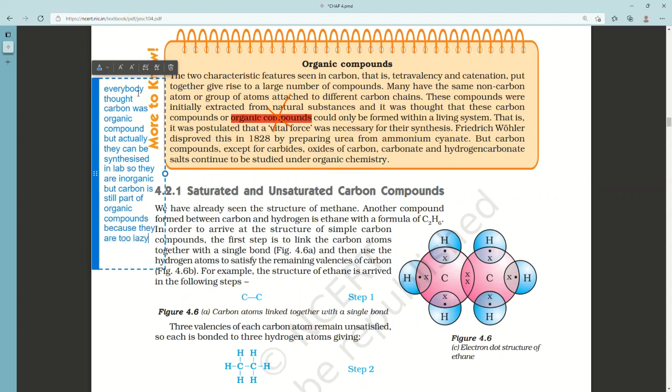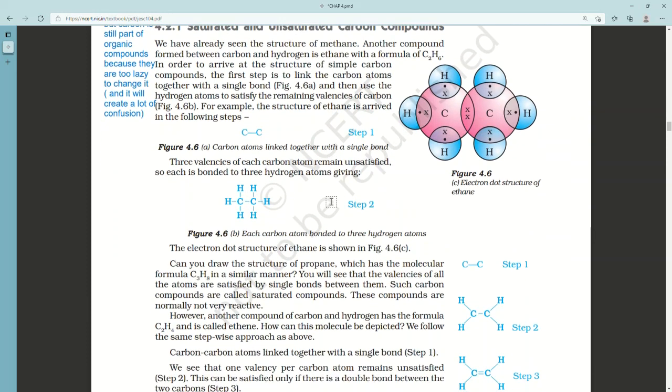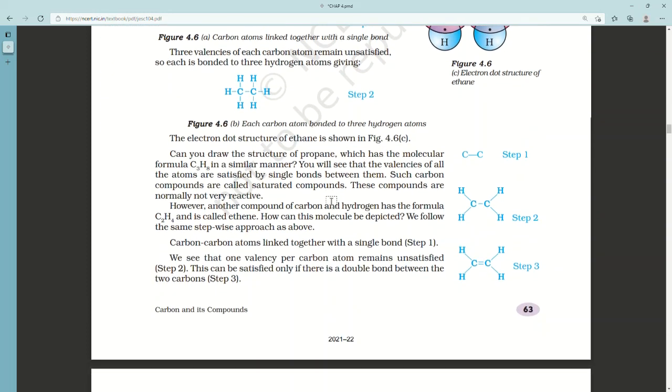First, methane, formula CH4. Second, ethane, formula C2H6. Third, propane, formula C3H8. Fourth, butane, formula C4H10. Fifth, pentane, formula C5H12. Sixth, hexane, formula C6H14. Notice that all of these end with the suffix ane. Now this suffix is important as it represents a single bond.